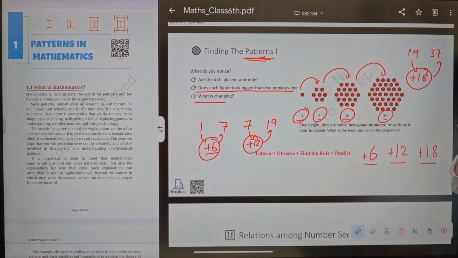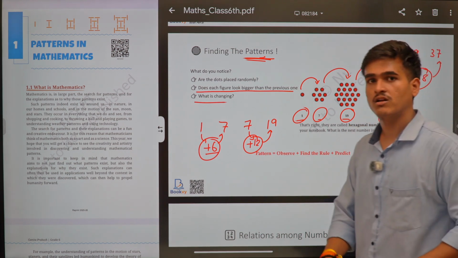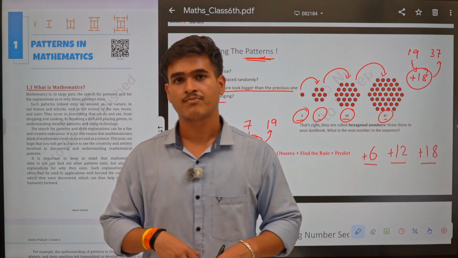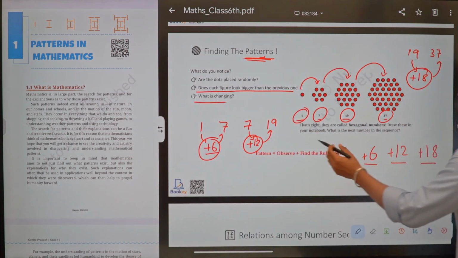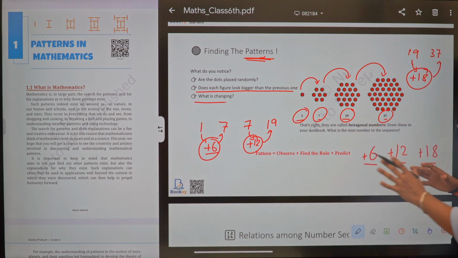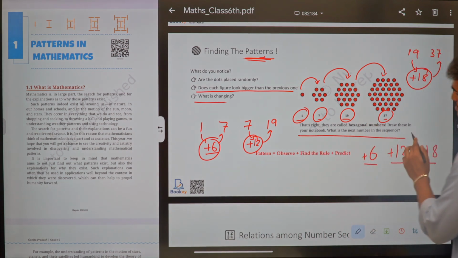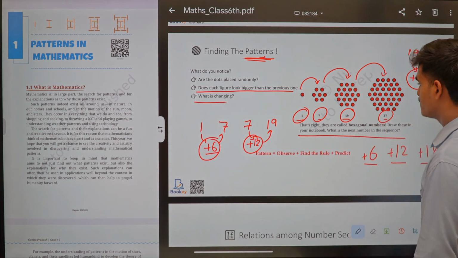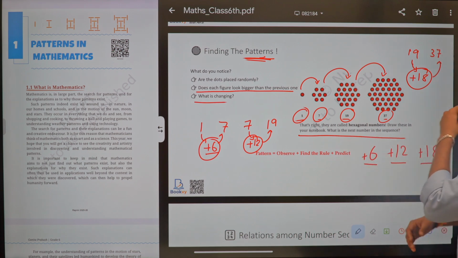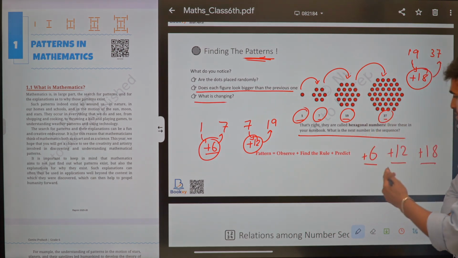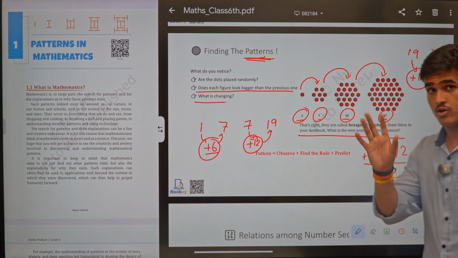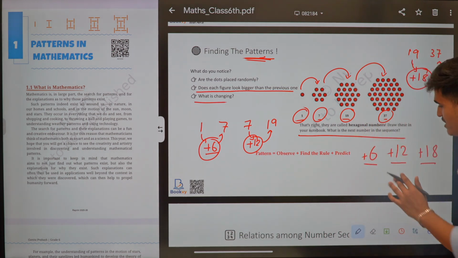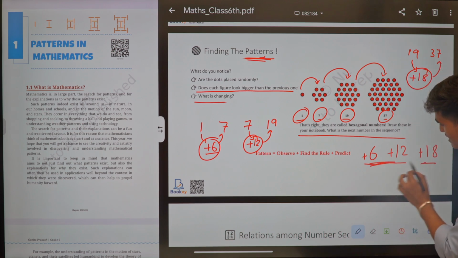So sir, it is right, it actually is a hexagonal. You know the hexagonal, how many points does a hexagonal have? Suppose your textbook asks one question: what is the next number in the sequence? Sir, we have found that there is a difference of 6, 6, 6, right? See, not 12 and not 18. We are just focusing on these two numbers and these two numbers.